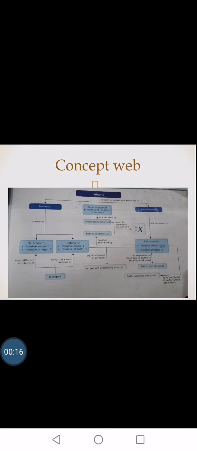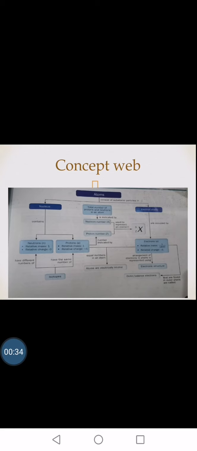So we are going to start from the concept web. As you can see in this picture, atoms basically consist of subatomic particles. One is the nucleus and the other is the electron shell. One by one we will discuss what the nucleus is.